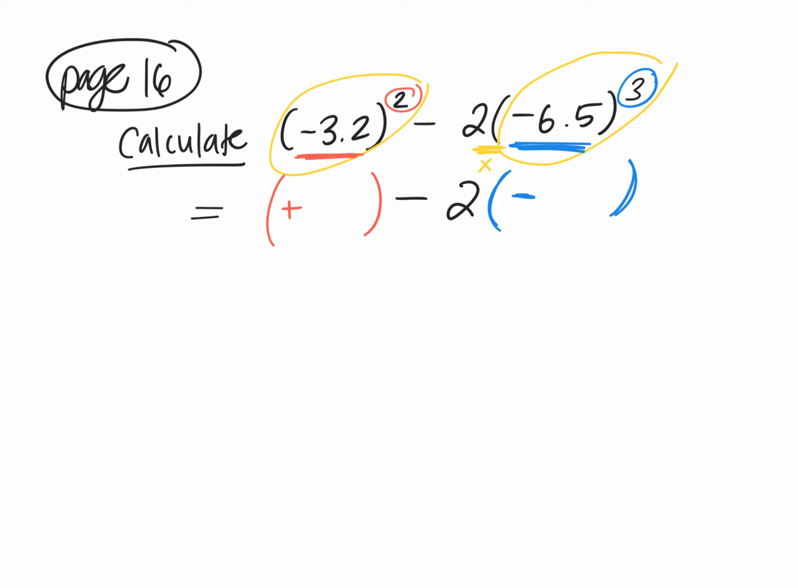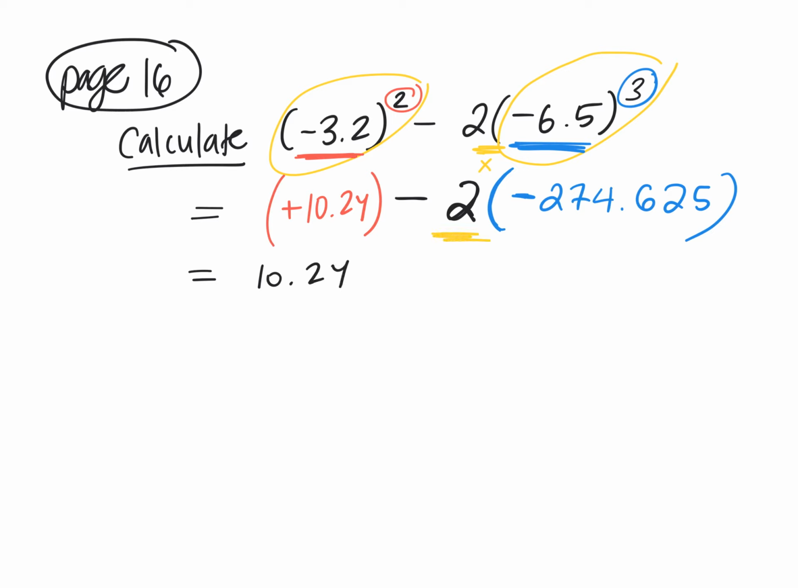So let's simplify our powers first. Negative 3.2 times negative 3.2. For the first part, we get 10.24, and then I'm just rewriting this. Take away 2. What are we going to multiply that by? What is 6.5 to the power of 3? 274.625. Yes. The next thing we have to do is we're going to leave this 10.24, but then we have take away 2 times this number.